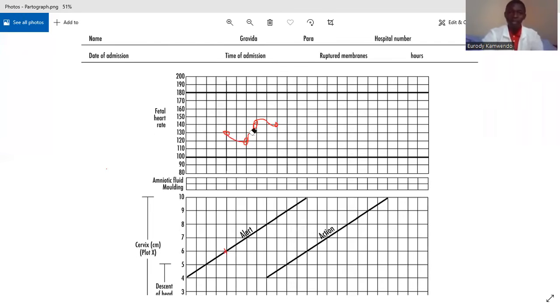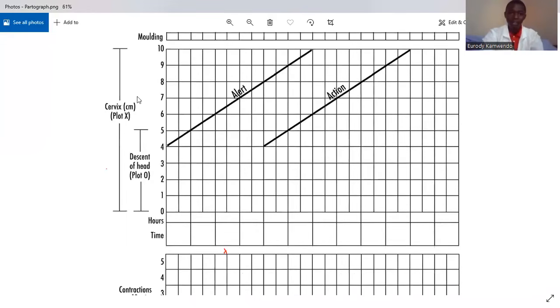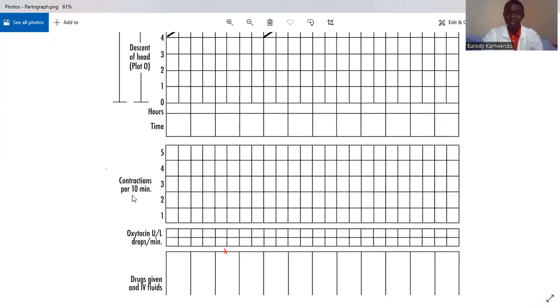Okay, so apart from the fetal heart rate, we can move on down and talk about the next parameter. The cervix dilatation as well as the descent, you fill in the hours there. The next parameter you need to observe every 30 minutes, and you need to feel how many contractions you are able to get. Every 30 minutes, you take a 10-minute period to feel for the contractions, and you count how many you are able to feel in that space of time.